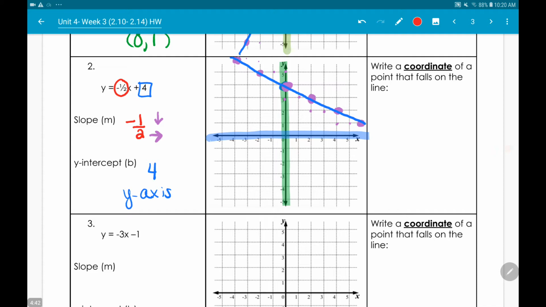All right, we're going to pick a coordinate. I want to pick this one. Actually, let's pick this one. All right, so again, we do x first, then y. So my x is 4, and my y is 2. Can you pick a different one?